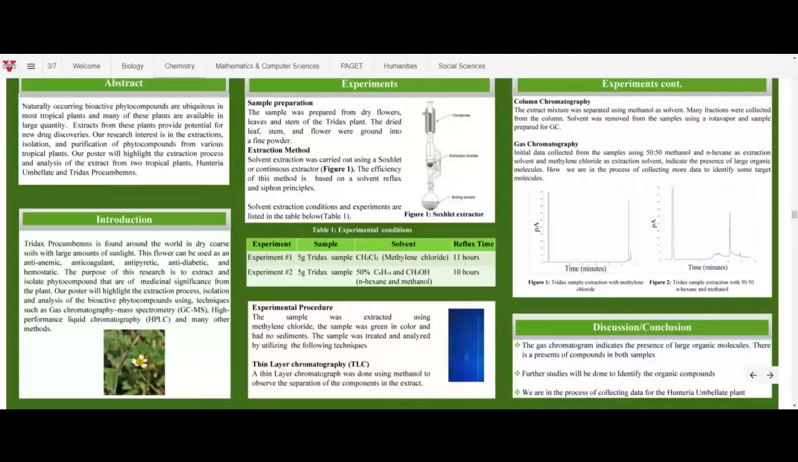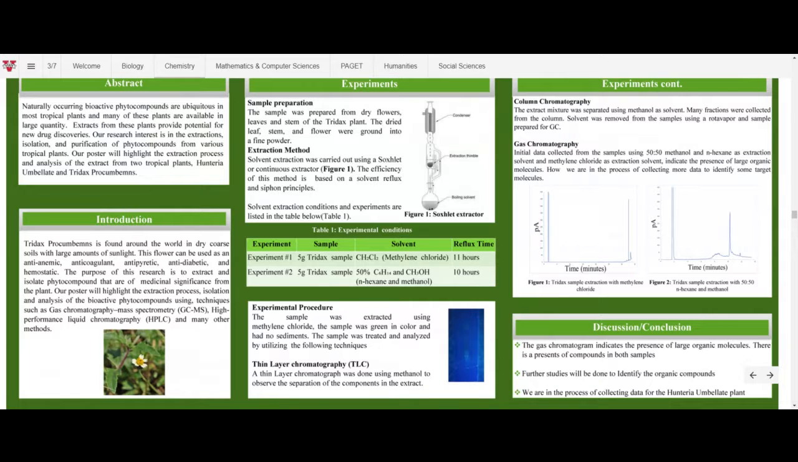And then we did the same thing using a different solution, which was a normal hexane and methanol solution, 50-50. And we did that one for about 10 hours. After we did the extractions using the Soxhlet extractor, we ran a thin layer chromatography test, which basically showed if the solution sample separated on the paper, and that shows if there is something present in the solution, if we got anything from the plant into the two solutions that we got.